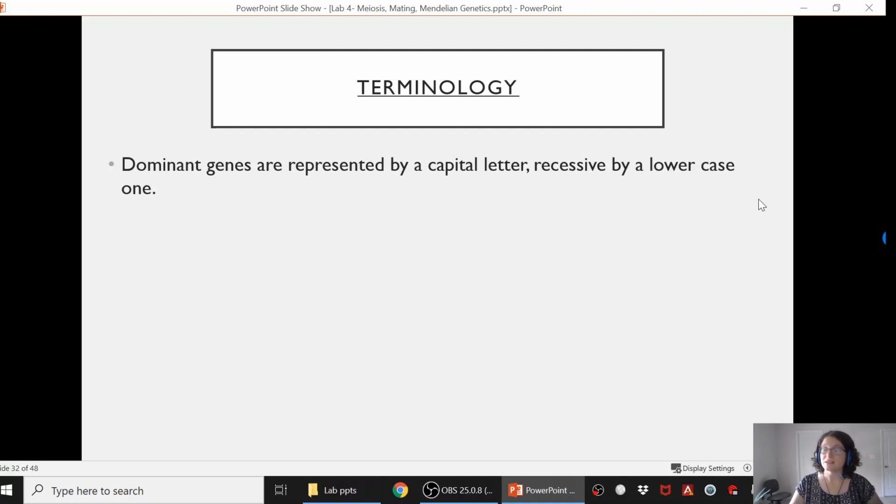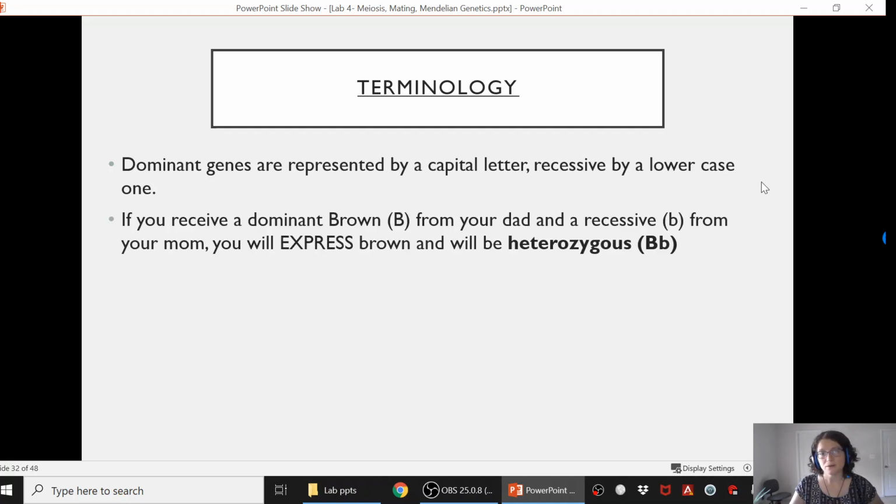Dominant genes are represented by a capital letter, recessive by a lowercase. If you receive a dominant brown big B from your dad and a recessive little b from your mom, you will express brown. You will have brown eyes. And you will be what's called heterozygous. Hetero meaning 2 different. Okay?